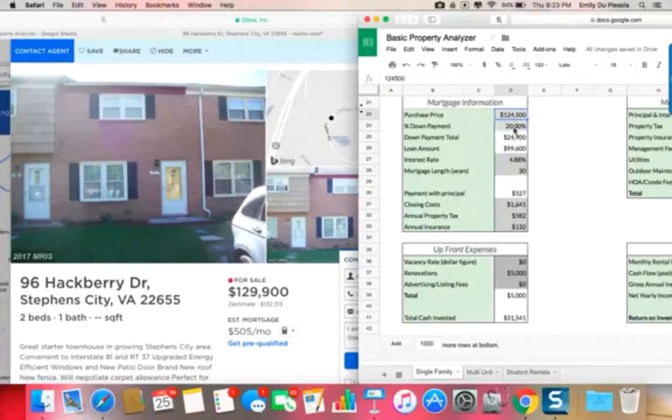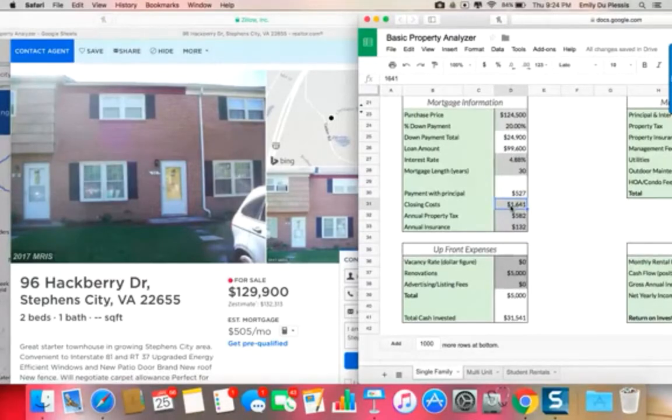So my target purchase price is $124,500. I'm going to have to put 20% down, which means a down payment total of almost $25,000 to get into the property. That gives me my loan amount. Let's say, for sake of terms, I'll say interest rate 4.875, which rounds up to 4.88, and I'm going to have a 30-year term. So there's my basic mortgage information. After I plug that in, it gives me my payment with principal and interest, which each month is going to be $527, right?